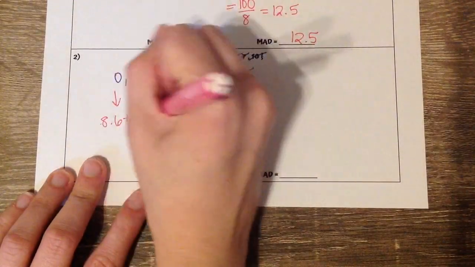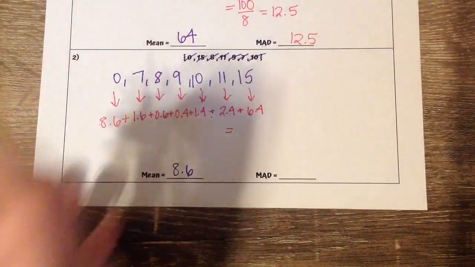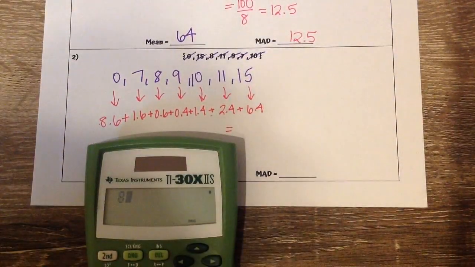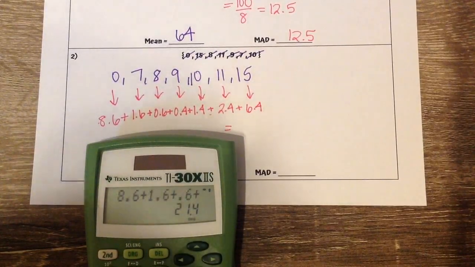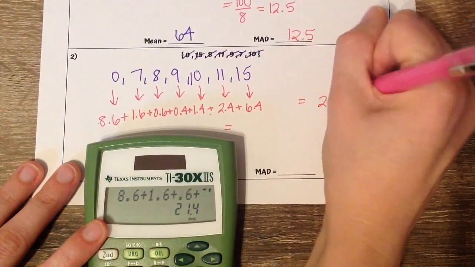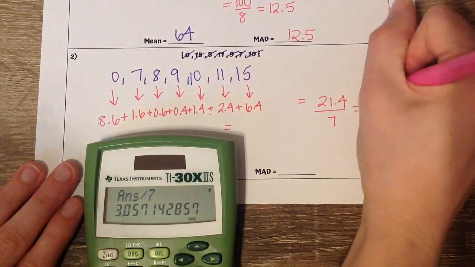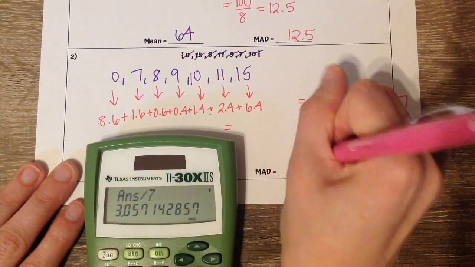Okay, now we're going to find the mean of these distances. So again, we've got decimals. Be careful when you're plugging it in. If you miss the decimal value, it's going to mix up the whole thing. 8.6 plus 1.6 plus 0.6 plus 0.4 plus 1.4 plus 2.4 plus 6.4 gives me a total of 21 4/10, divided by 7 values. Gives me about 3.057. If I round that to the nearest tenth, that's about 3 1/10.